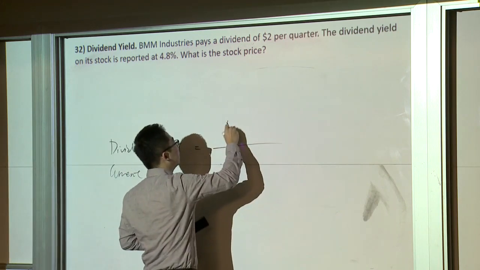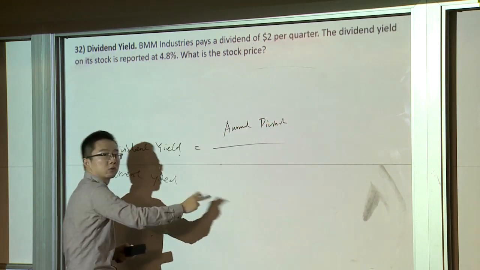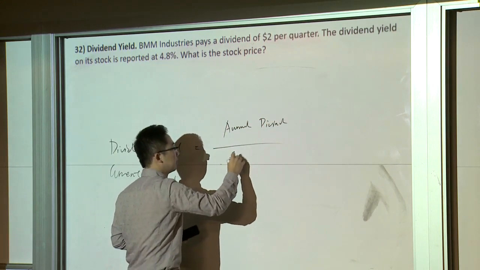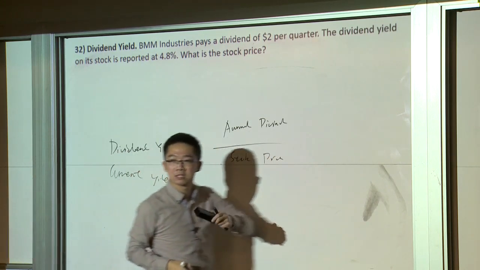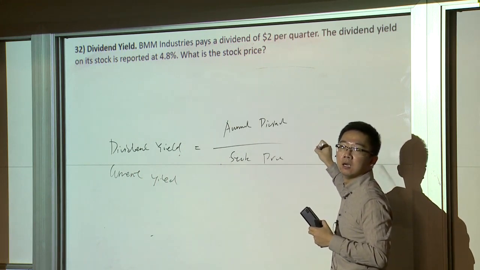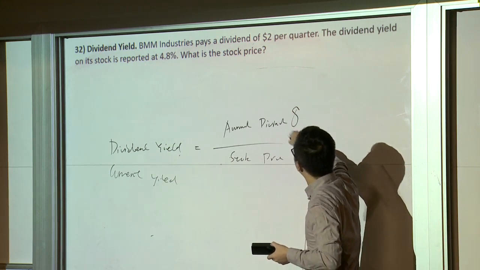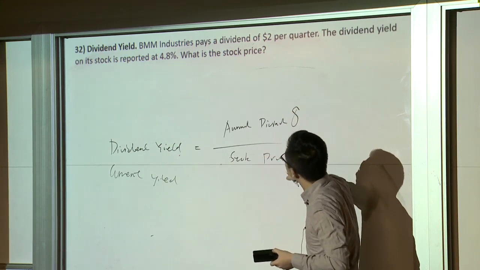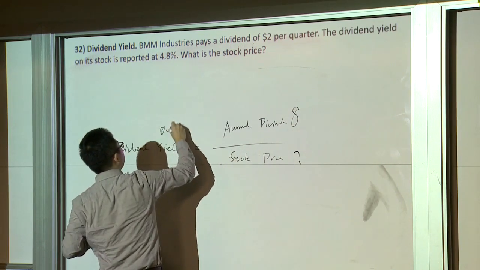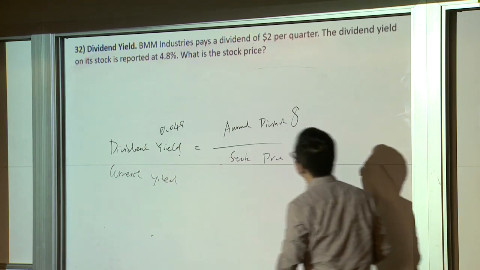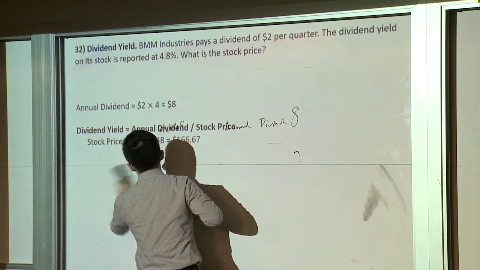So annual dividend, now it becomes dividend. For the current yield it is coupon, right? And divided by stock price. And for the current yield it is bond price. Okay, so annual dividend, how much is it? $8, right? So 2 is the quarterly dividend payment, so we need to multiply by 4. So $8. The stock price we don't know, but we know the dividend yield is 0.048. Okay, so we get the stock price: 8 divided by 0.048.